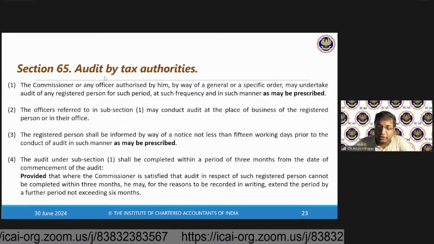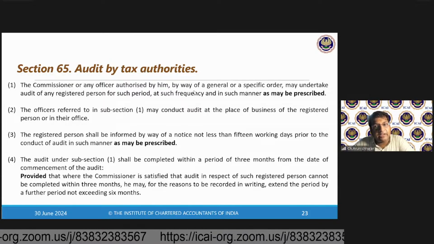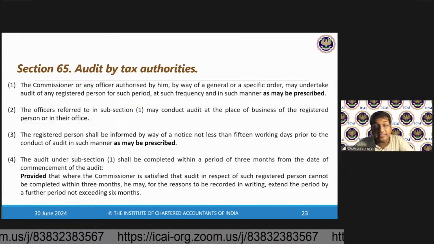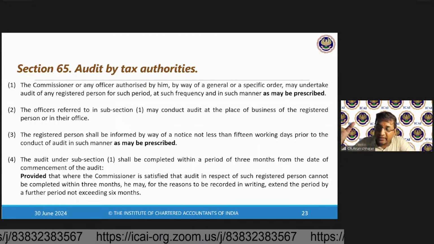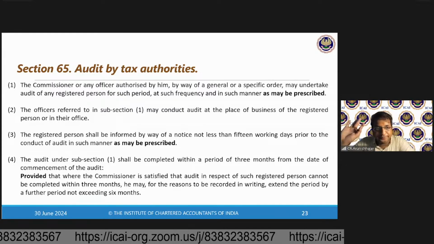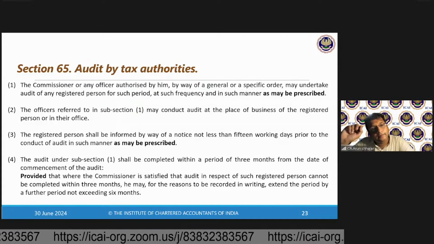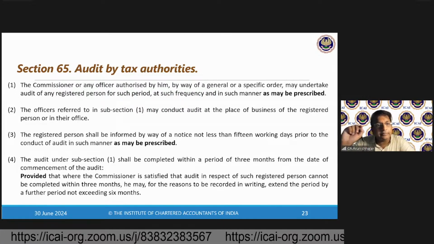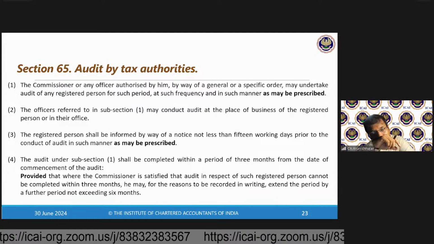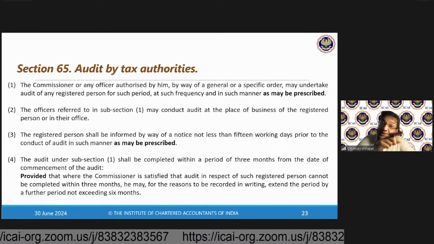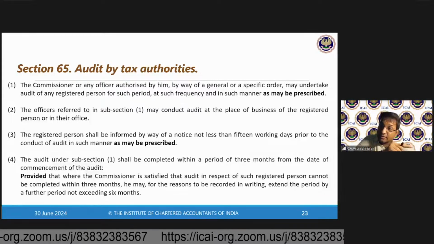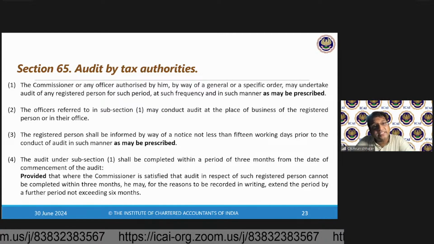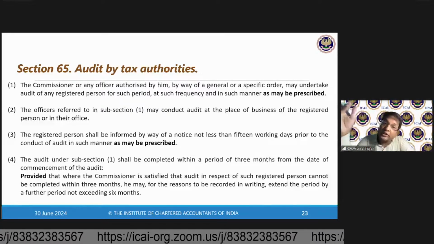The 65 audit is by the tax authority, the commissioner or any officer authorized by him by way of a general or special order, who may undertake the audit of any registered person at such frequency and in such manner as may be prescribed. It can be part of a year, it can be multiple years also, it is possible. Normally a financial year or a combination of multiple financial years is taken by the audit officer. They can conduct the audit at the principal place of business or additional or any place of business of the taxpayer, or they can ask for the documents to be submitted at the department, and they can do the audit at the department also.